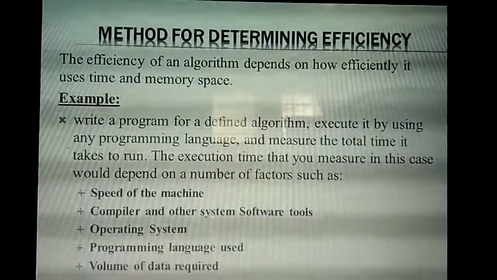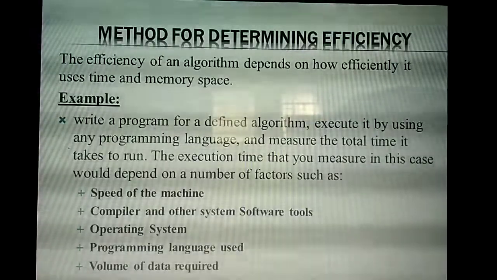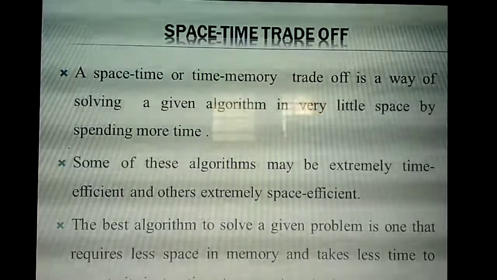Yes, sorry for the disturbance. So execution time is dependent on what things? Speed of the machine, compiler, operating system, which programming language you are using. Okay. Next one is space-time trade-off.